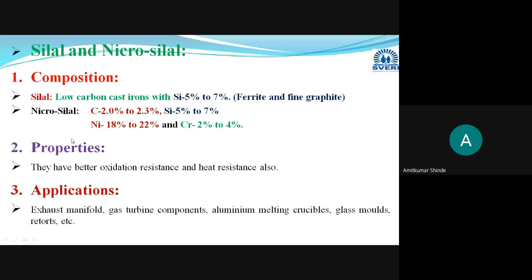This is the approximate composition of silal and nicrosilal. And what will be the changes in the properties? This material will provide better oxidation resistance and better heat resistance, meaning you can use these cast iron types at higher temperature ranges. Due to these properties, there are certain applications of silals and nicrosilals, like exhaust manifolds, different components of gas turbines, aluminum melting crucibles, glass molds and retorts. I will show you some diagrams of the applications.